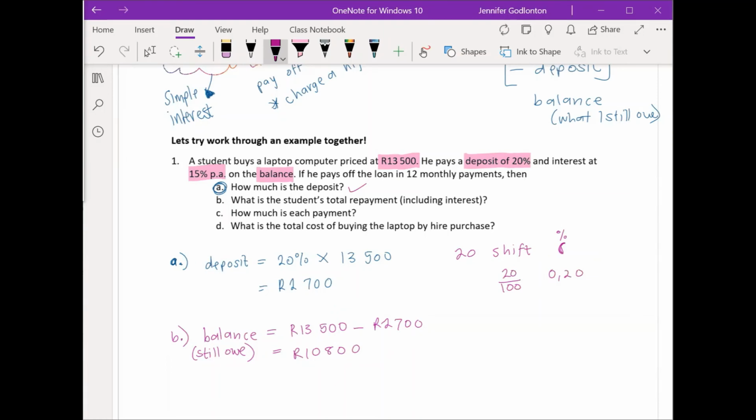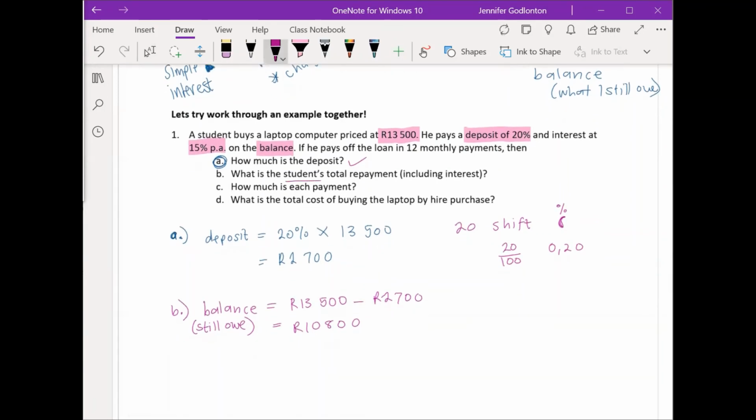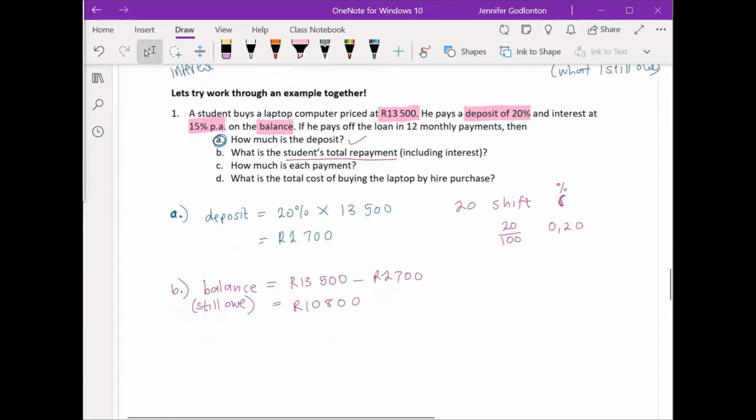Okay, so that's our balance, but that's not the full part of what the question's asking. They're wanting to know what the student's total repayment is going to be, including interest. So now we have to start getting fancy. Now we have to do our PAIN list. P is now what our balance is, so that's our 10,800 Rand.